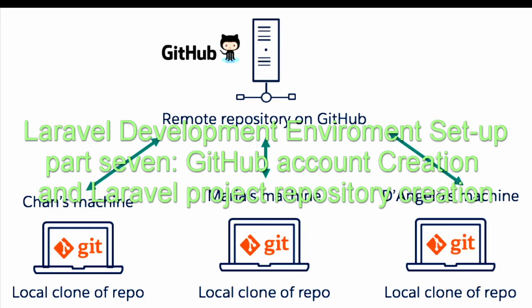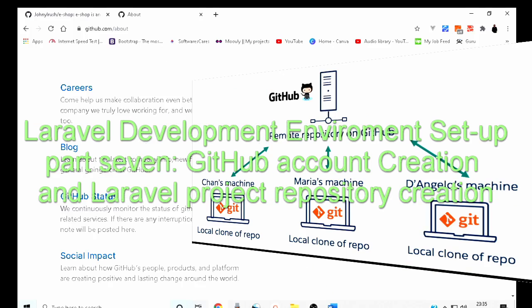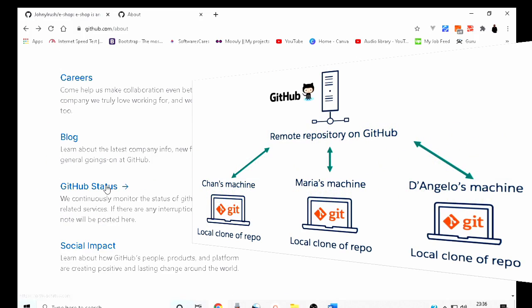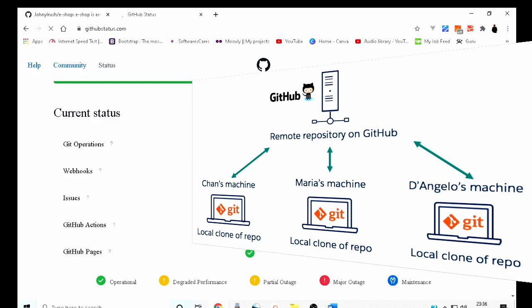GitHub is an American multinational corporation that provides hosting for software development and version control using Git. It offers the distributed version control and source code management functionality of Git, plus its own features. In order to use GitHub, you need to create a GitHub account.